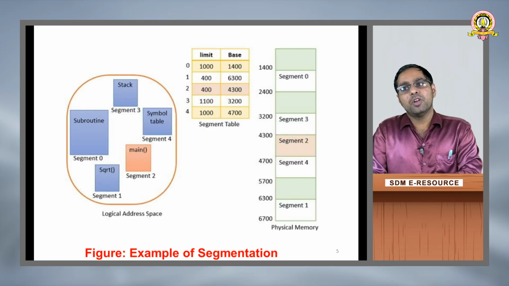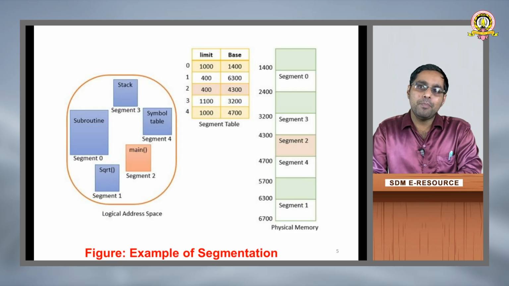Let us see an example for segmentation. You can see we are maintaining a data structure called a segment table. This segment table contains many entries, and each entry contains 2 fields. One is called the base field and another is the limit field. And why is this segment table required? The address generated by the CPU, that is the logical address, is 2-dimensional. It has to be mapped to a 1-dimensional physical address. For mapping purposes, we are using a table called the segment table.